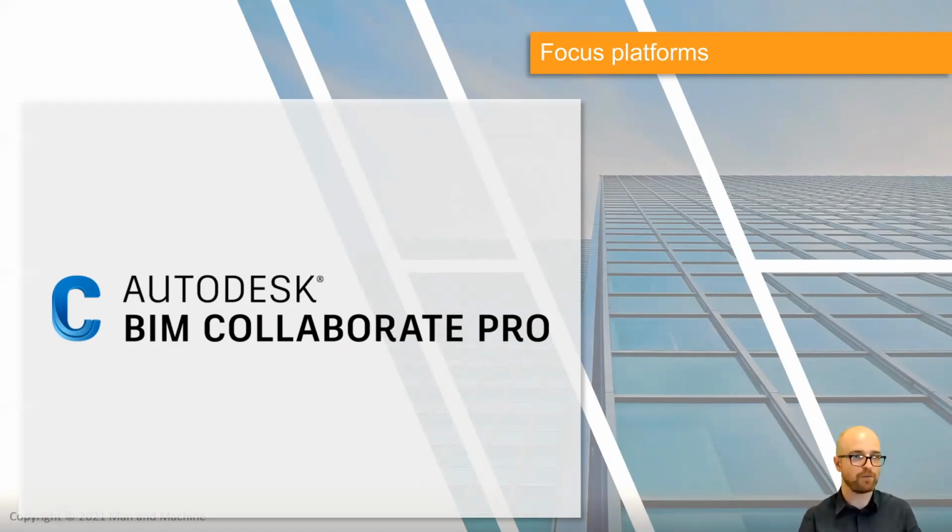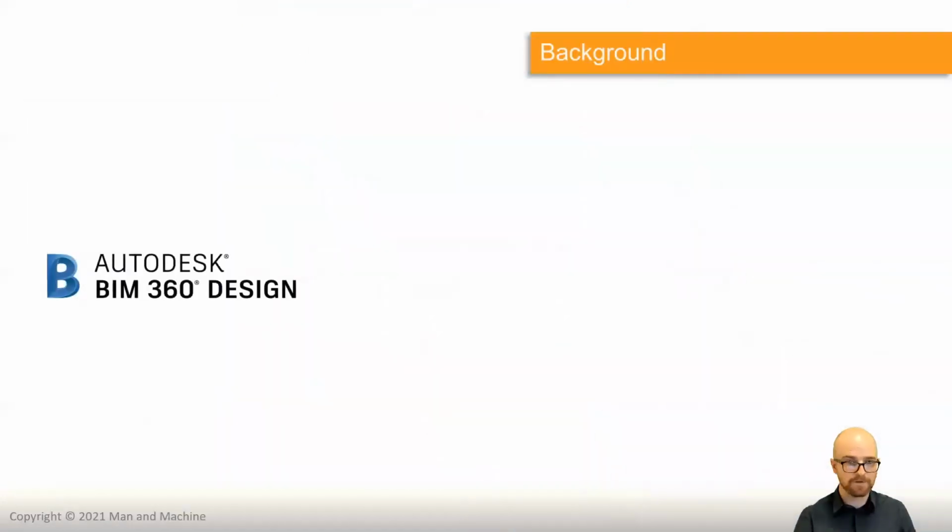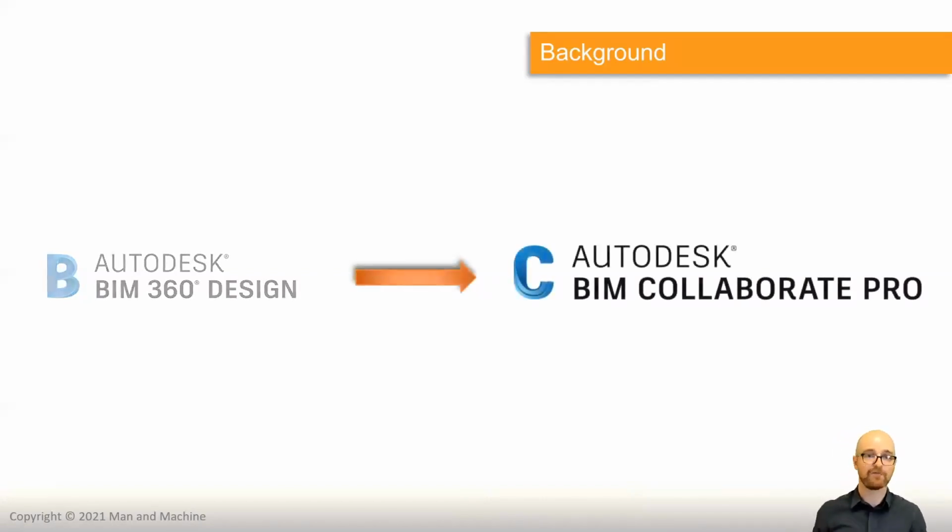But having a look at Collaborate Pro, some of you may remember BIM 360 Design, and like Nathan said, it's a bit of a rebrand. You still have access to BIM 360 Design or BIM 360 products if you're using them. They haven't disappeared, but in terms of BIM 360 Design, it has now been rebranded to Collaborate Pro. So even if you are using BIM 360, you will see a license of Collaborate Pro, but the Autodesk BIM Collaborate Pro license will allow you access to both the new platform and BIM 360.